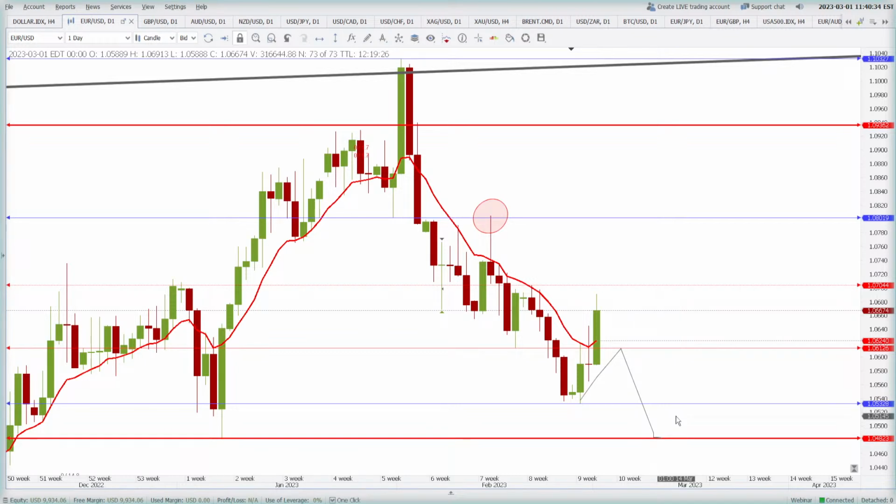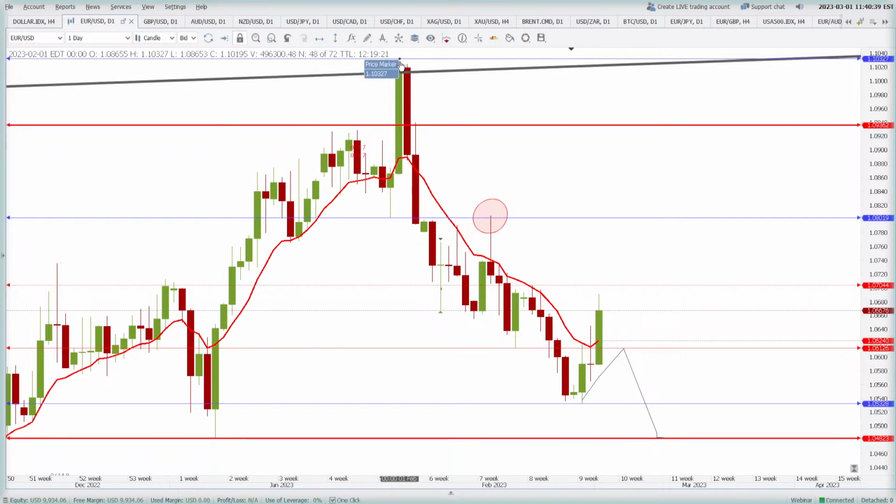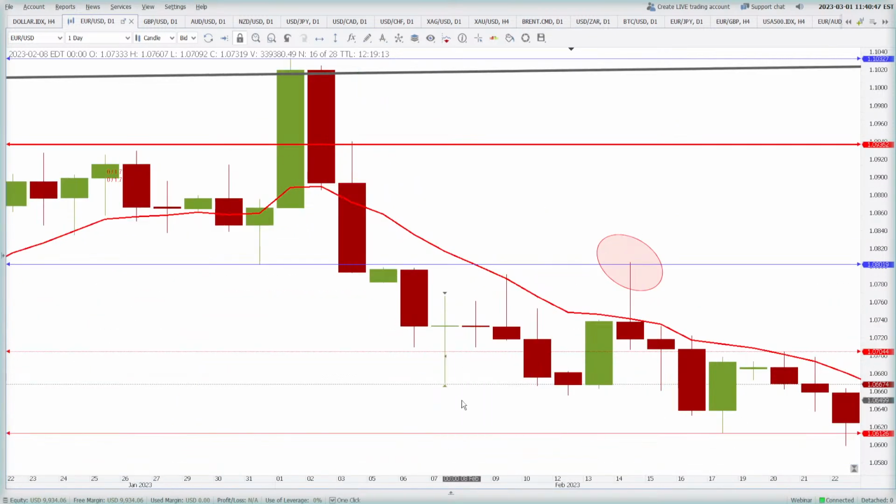Previous structure not broken yet. Very good. So the previous market structure, which is a downtrending structure starting from the 1.1032 area, made a low, first low here. This is the low, and the low of this candle is 1.0669.